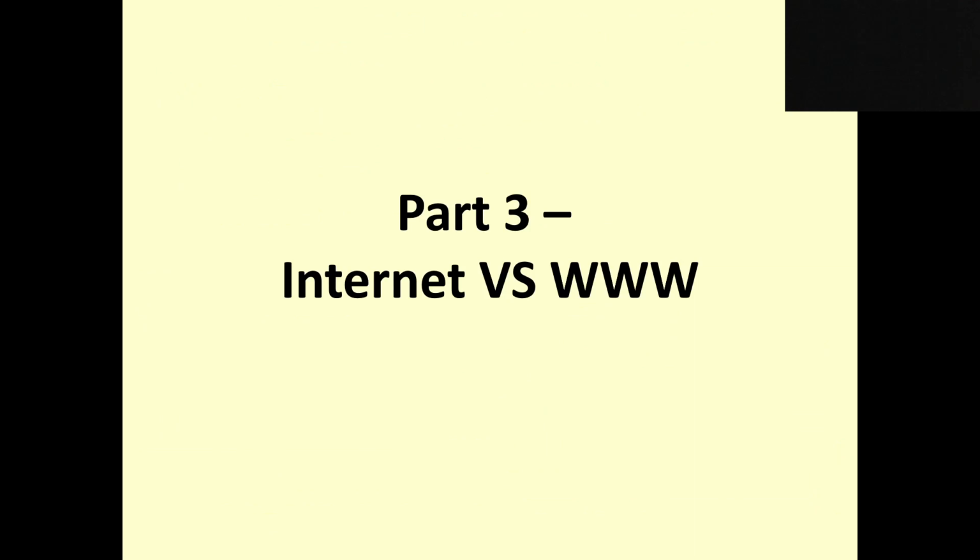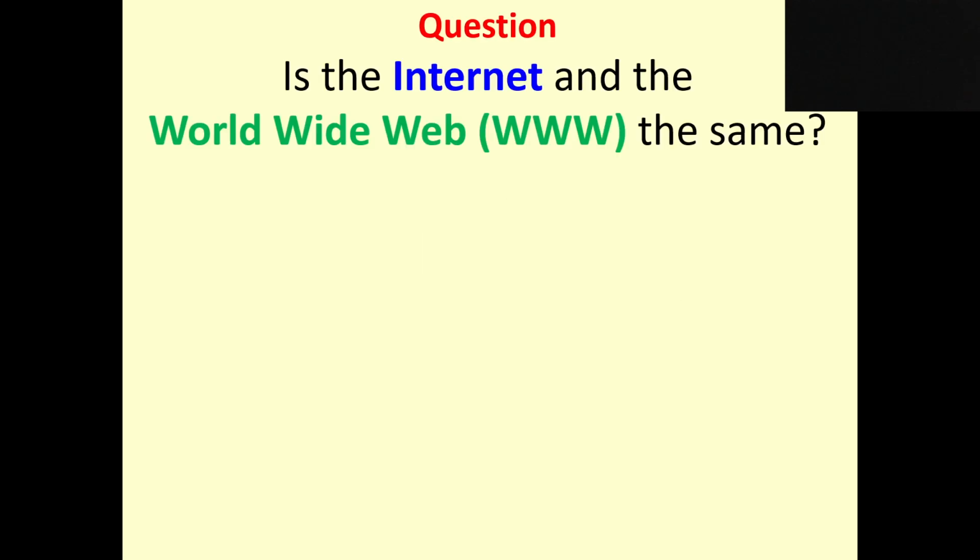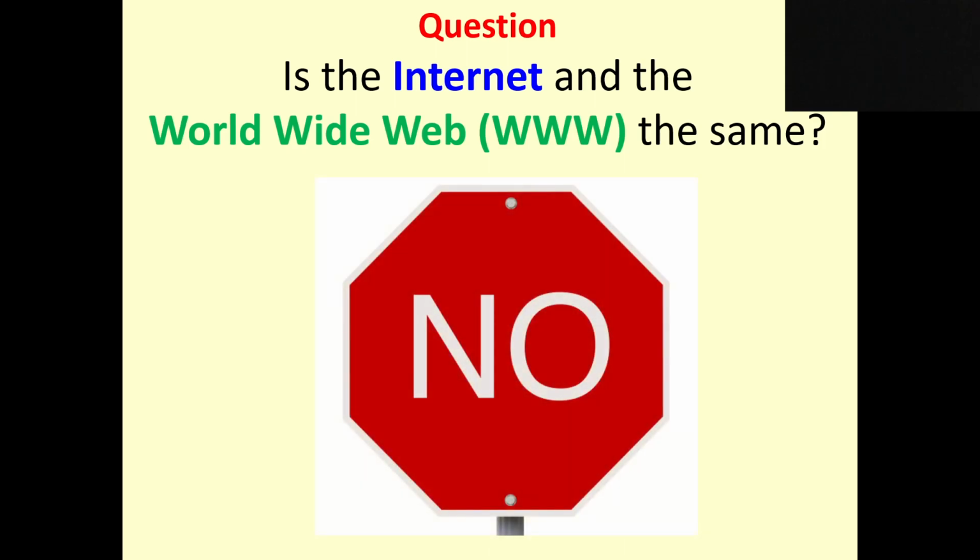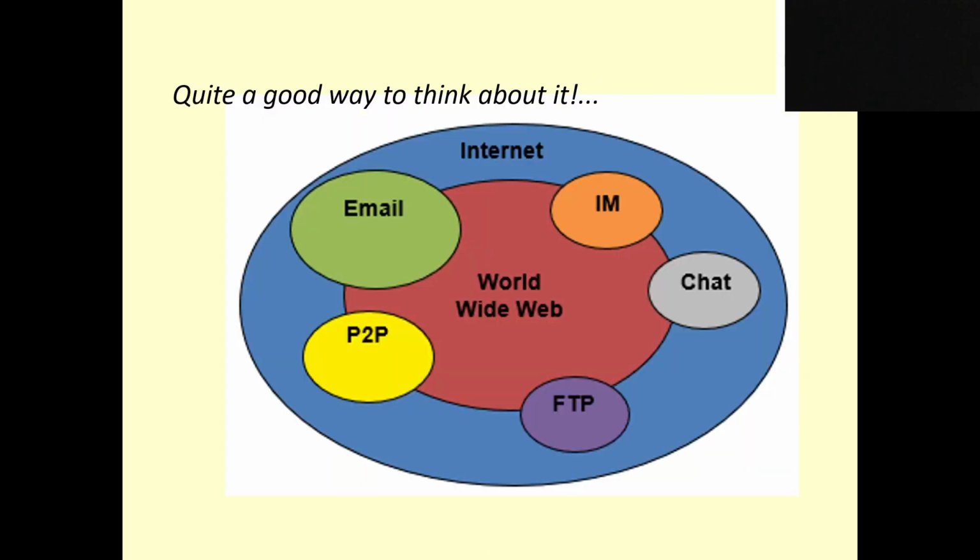Okay, very last section, part 3. What is the difference between the internet and the World Wide Web? Well, remember, are they the same? No, they are not the same. A very simple way to think about it is the internet is all of it, all the hardware that's used, all the networks, and then the World Wide Web is one feature that runs on the internet, as well as email, chat, instant messaging, peer-to-peer, all those things that run on top of the internet.